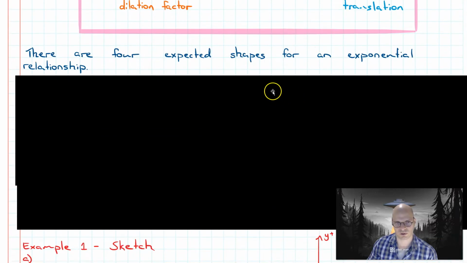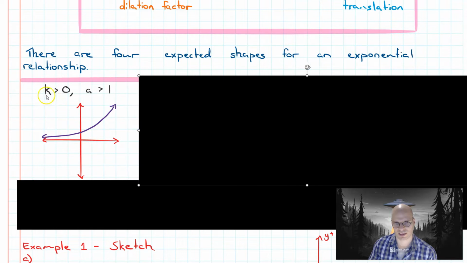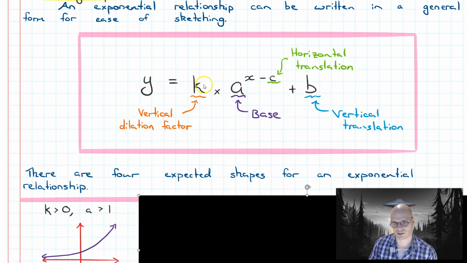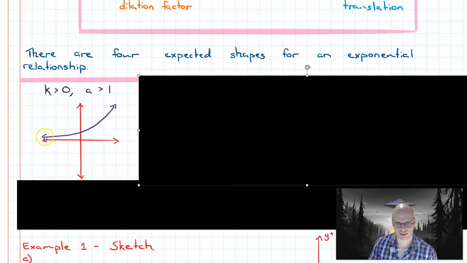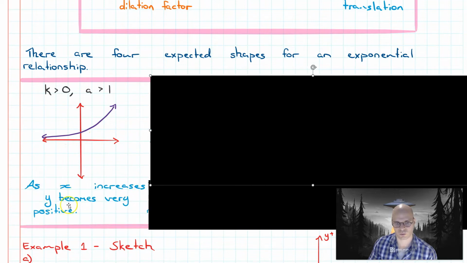When we're dealing with exponential relationships, there's four shapes that we can expect to see as we're graphing it. The first shape is when we have a k value greater than 0 and an a value greater than 1. So k is greater than 0 and a, our base, is greater than 1. What we see is that as x is increasing, the values of y become very large. So as x increases, y becomes very positive.